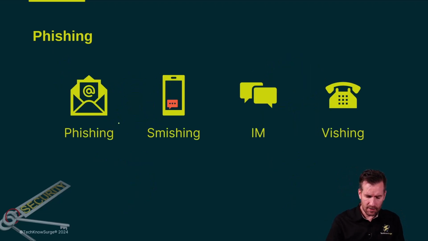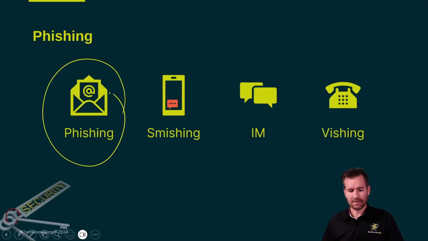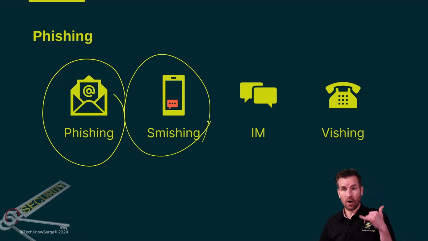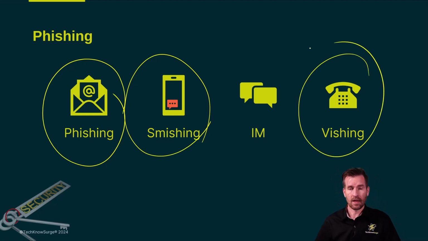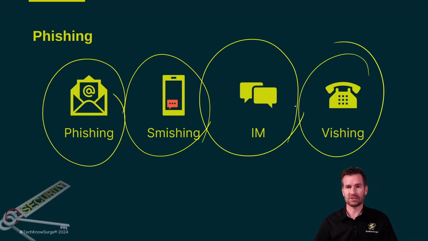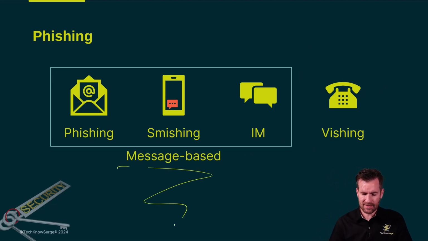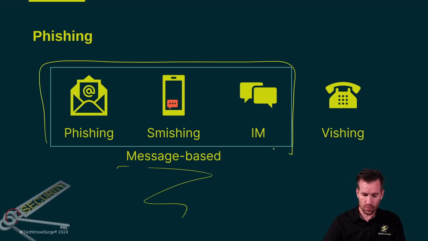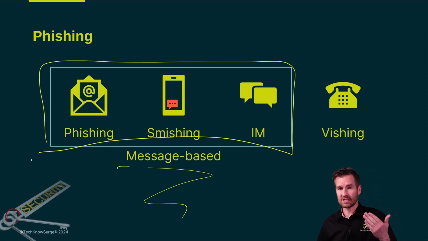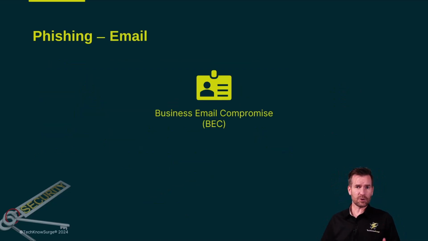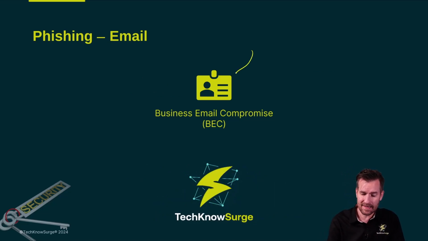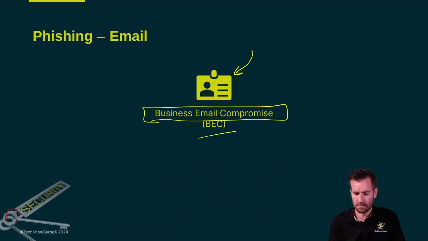If phishing is happening through email, we call that phishing. If it's happening through text messages, we call it smishing. If it's happening over a phone call, we call it vishing. Or there's also instant messaging. So there is a threat through instant messaging as well. And a term you might see out there is message-based, which just means it's happening through text, whether it's phishing, smishing, or instant messaging. If a threat agent is sending a phishing email to somebody at a company, pretending to be somebody else at the company, we call that a business email compromise, or BEC.